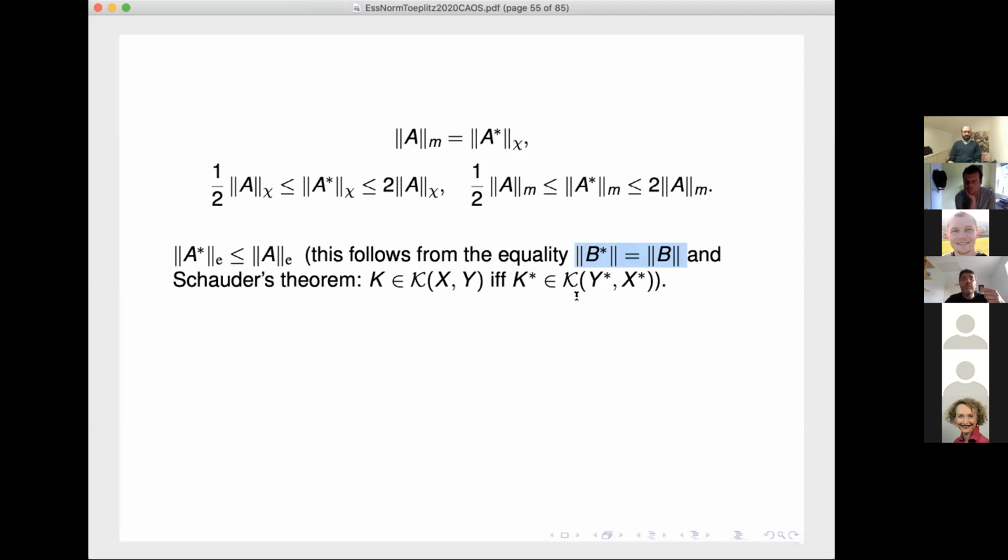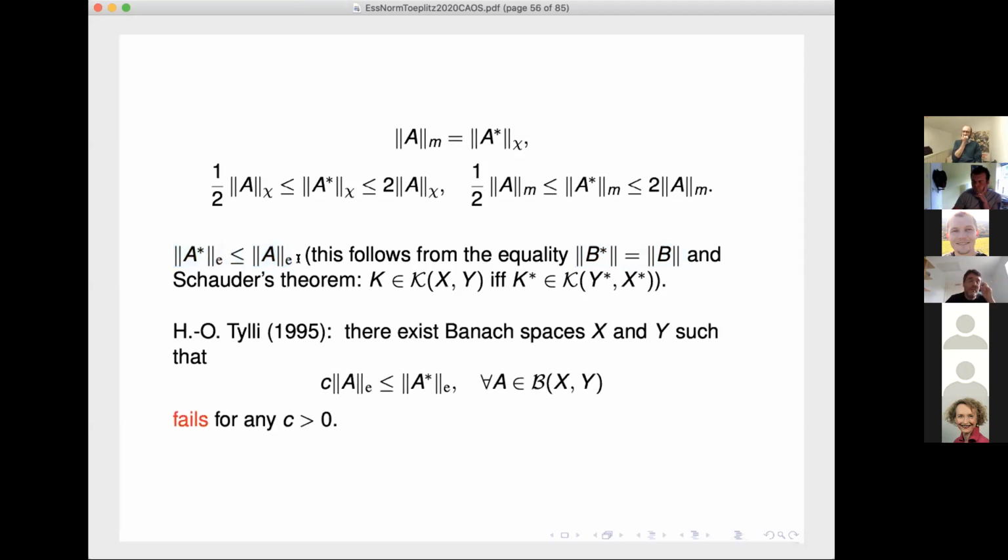And also that you only need half of Schauder's theorem, that the adjoint of a compact operator is compact. This gives you immediately this estimate. What is surprising, really surprising, is that the opposite inequality is fundamentally untrue.